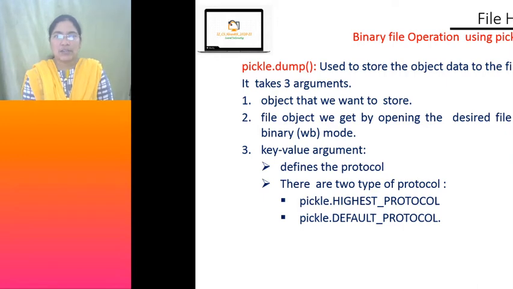Okay, so first let us look at the dump method, which is used to store the object data to the file. It takes three arguments. The first parameter is the object that we want to store. The second is the file.